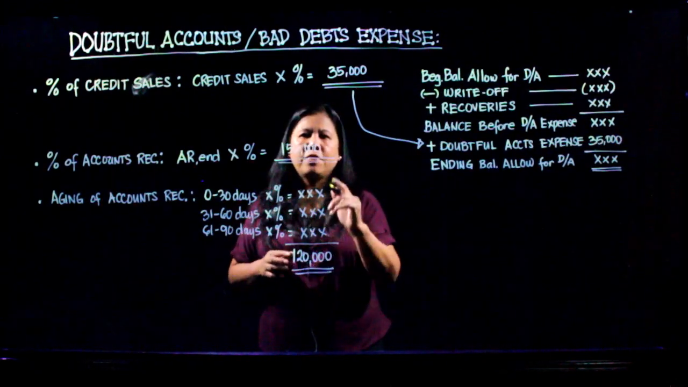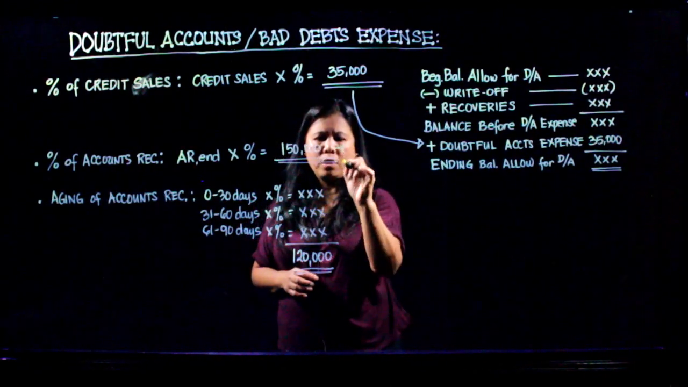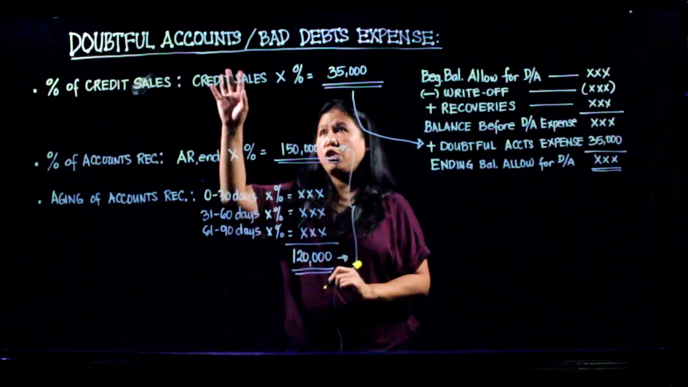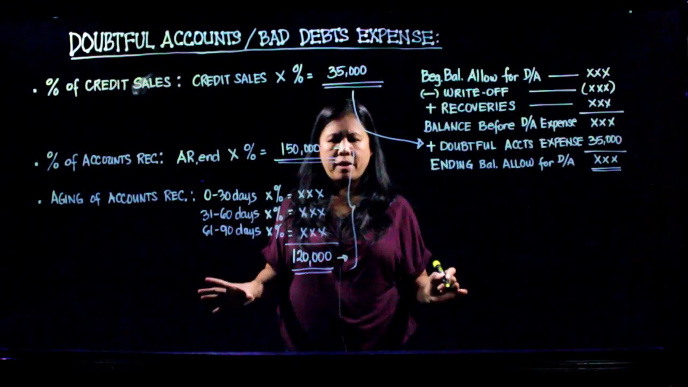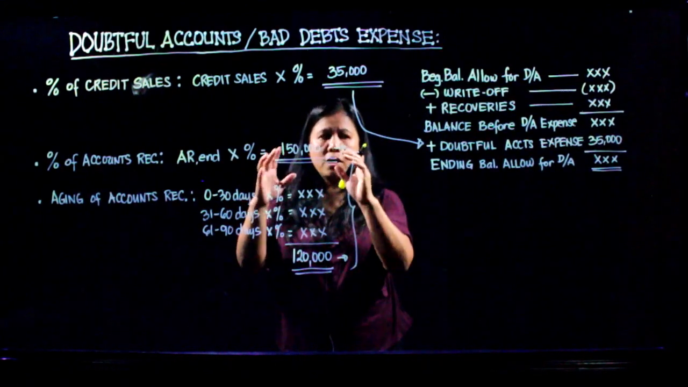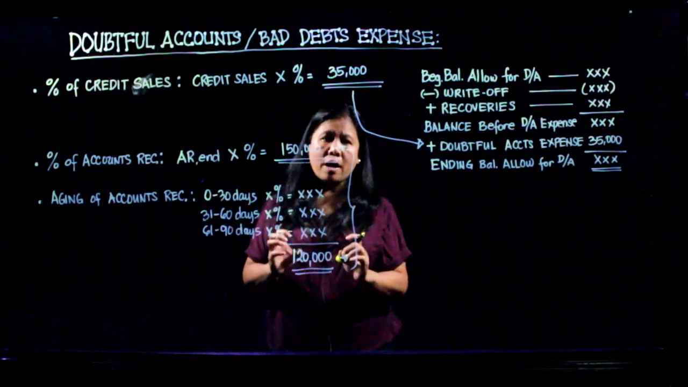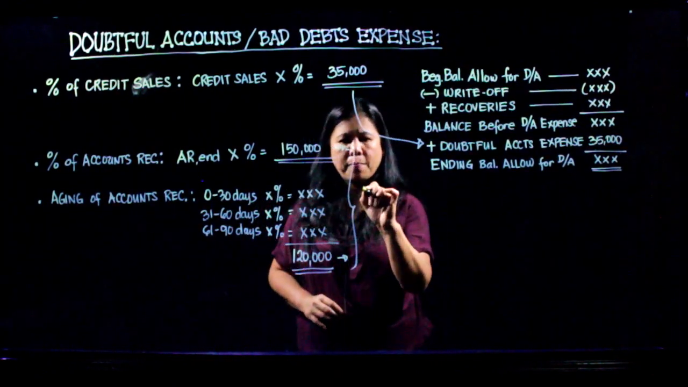All right, these two amounts are not your doubtful accounts expense. What are these? This is your ending balance of your allowance for doubtful accounts.